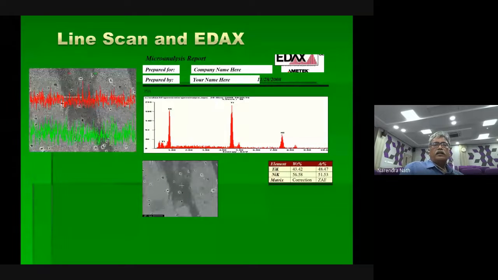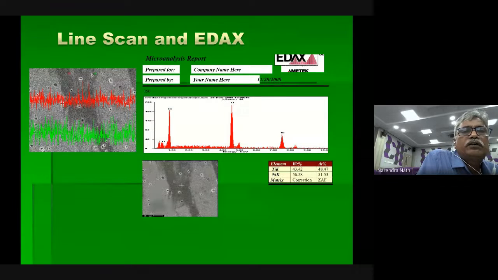And the line scan, I told you how we draw a line scan. This is the area where we drew the line scan. There also, red refers to titanium and this refers to nickel. So that means throughout the structure both are equal.